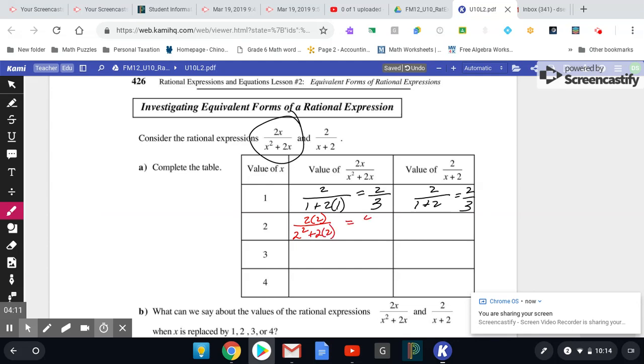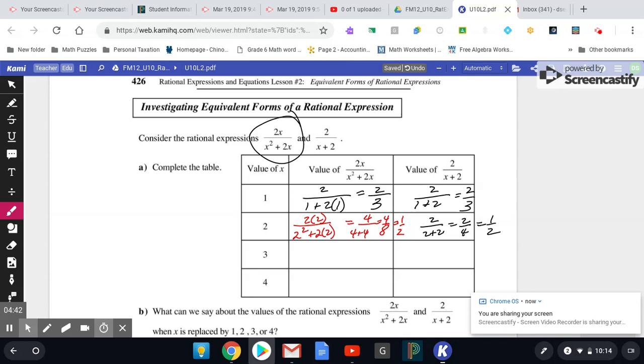I will end up with 4/4 plus 4, which is 4/8, which is the same as 1/2. Let's try it again, but let's use the other expression. So everywhere I see an x, I'm going to put a 2. Oh, look at that. I get a 1/2. I'm not going to do the rest. I'm going to have you trust me that the rest of them are also going to be the same.